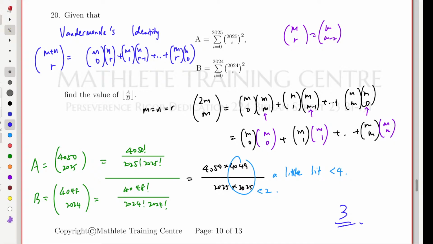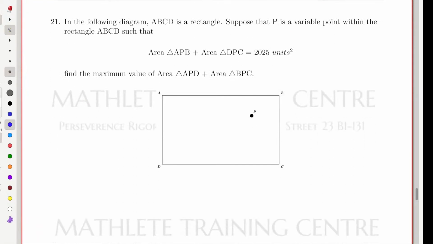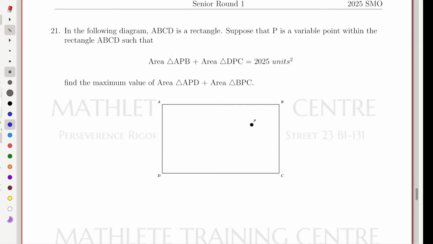Okay, and now for the final 5 questions. The final 5 questions are the weirdest 5 questions I've ever seen in the SMO Senior Round 1. Starting off with this question, which is blatantly easy. This is a primary school math question, right? When I saw this question, I was shocked.